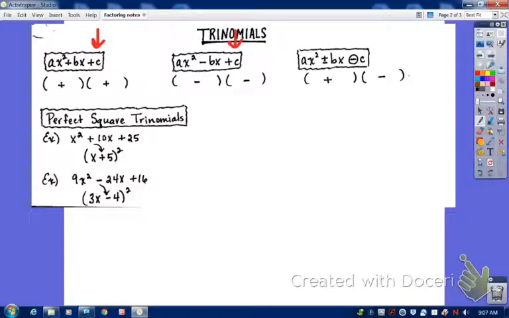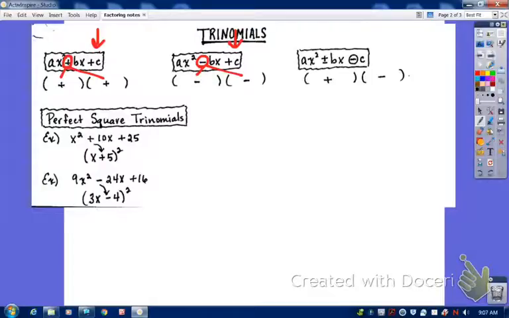Okay, so if you need to write that down, if C is positive, the signs are the same. And those signs will be whatever the middle sign is in your trinomial. If your C or your last term is positive, your signs are the same, and your signs will be whatever the middle sign is in your trinomial.